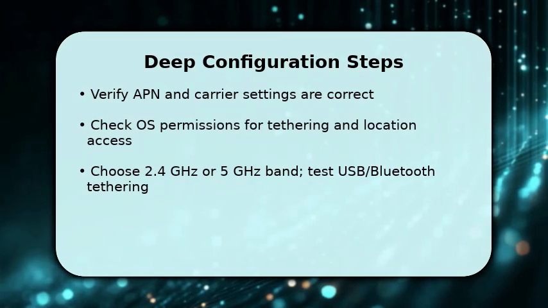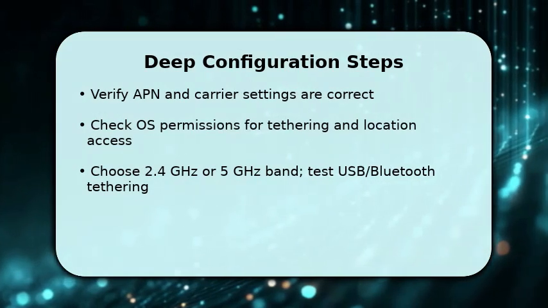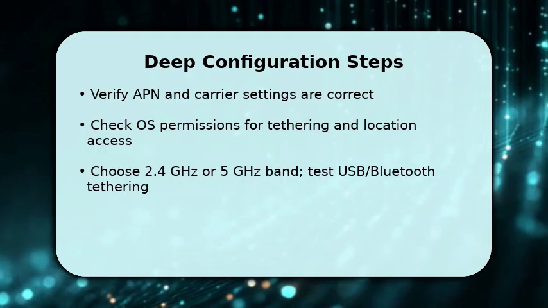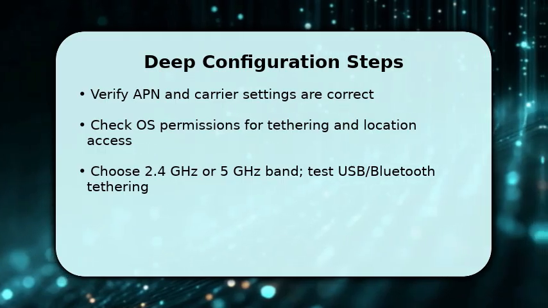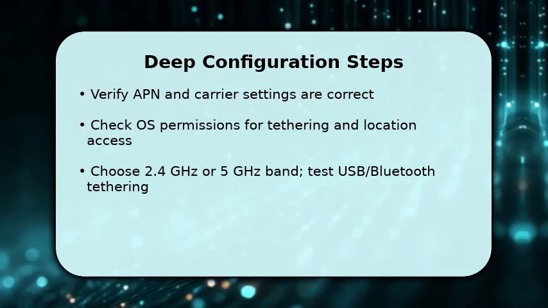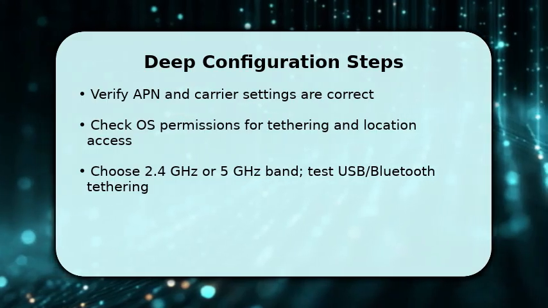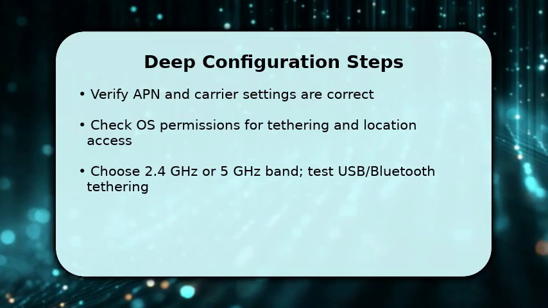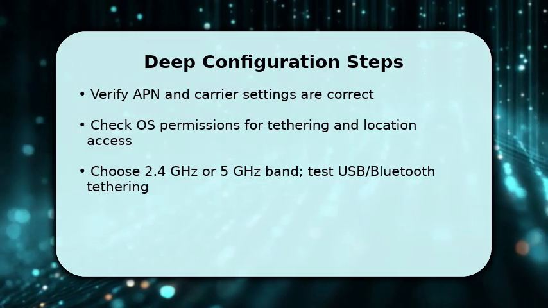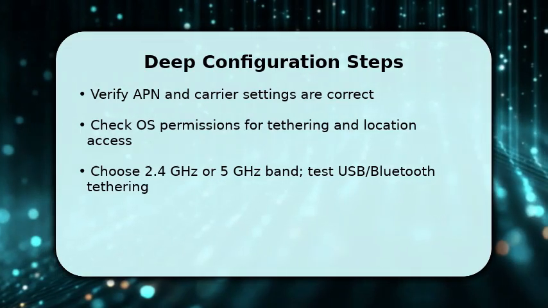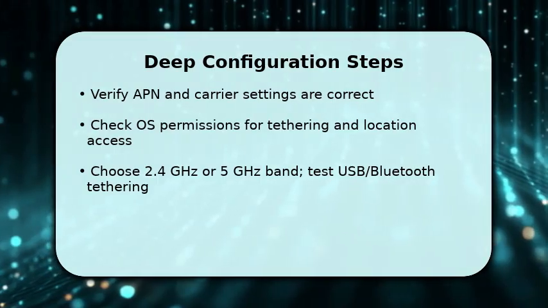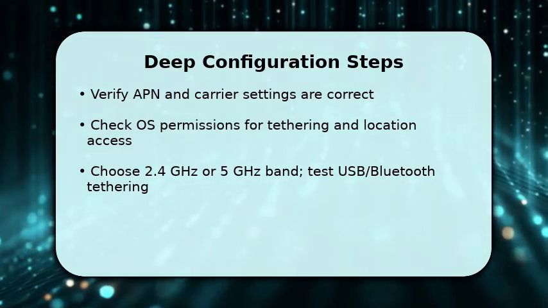Now dig into configuration. Check the APN and carrier settings because an incorrect APN can block data sharing even with mobile data active. You should also verify OS permissions. Tethering sometimes requires location or special tether permissions, so grant them. Then choose the hotspot band, 2.4 GHz for wider compatibility, 5 GHz for better speed nearby.